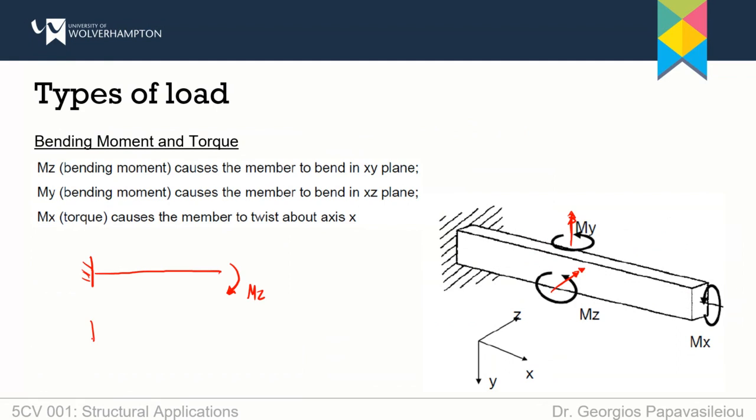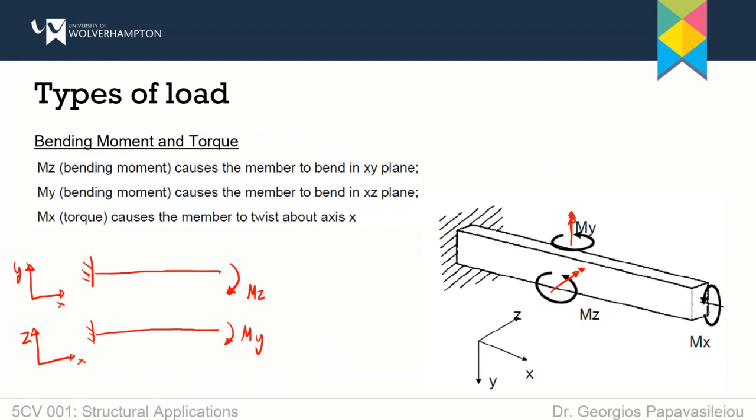My looks similar. Of course, this would be in a different plane. So this one, Mz, would be in the xy plane, while this one would be in the xz plane. In other words, if we were looking at the beam from the top.